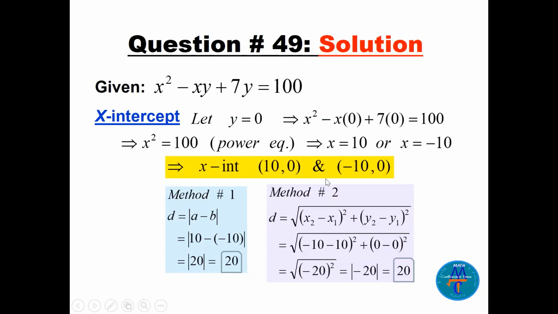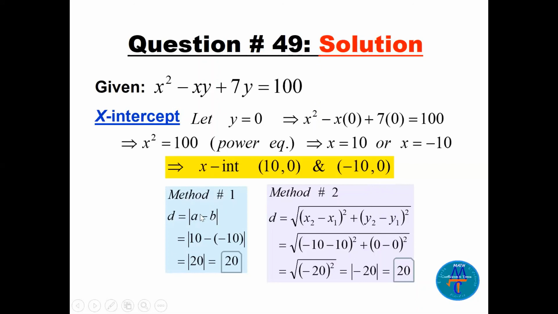Now you have 2 points. To find the distance, we have 2 methods. Method number 2 here is more general: square root of x2 minus x1 squared plus y2 minus y1 squared. This will apply to all points if you find the distance between 2 points. Just put x1, y1, x2, y2, you can apply it. Distance is 20.